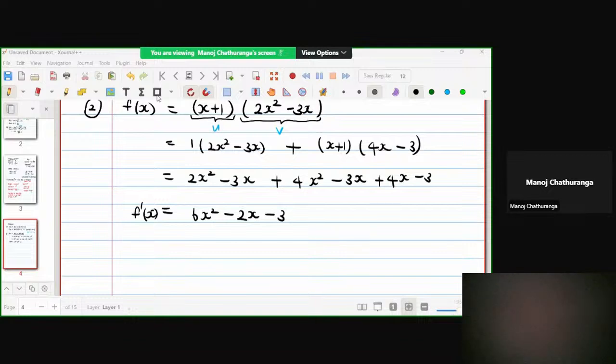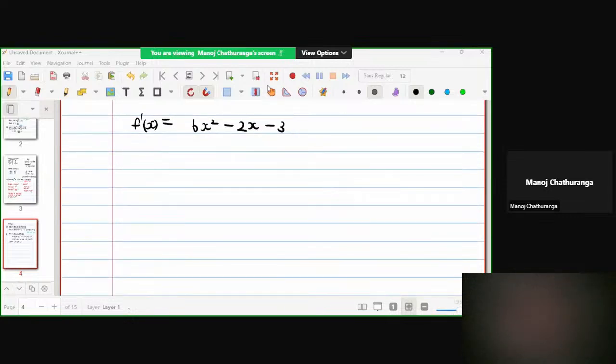Udesh, I prefer if you can rename yourself using your registration number.